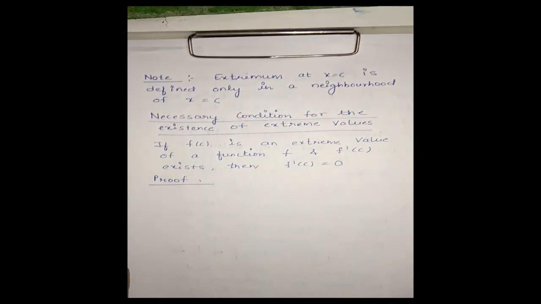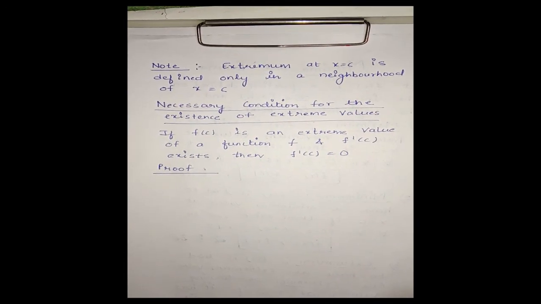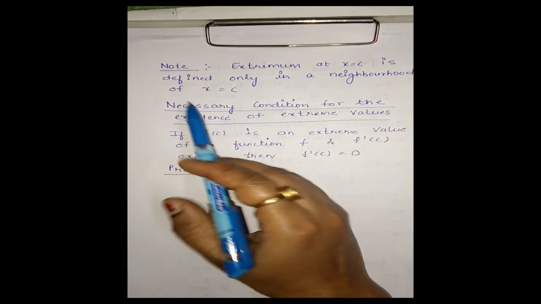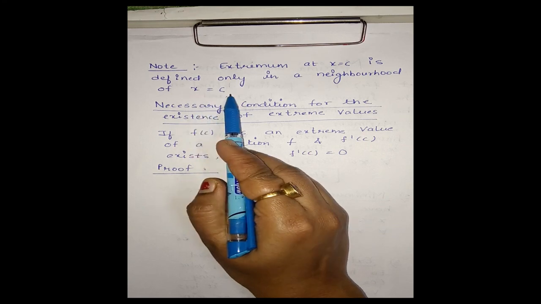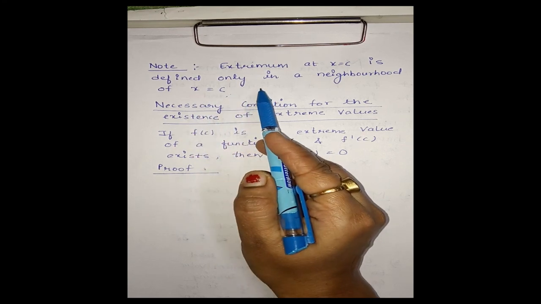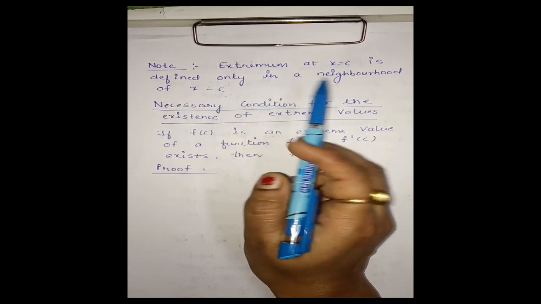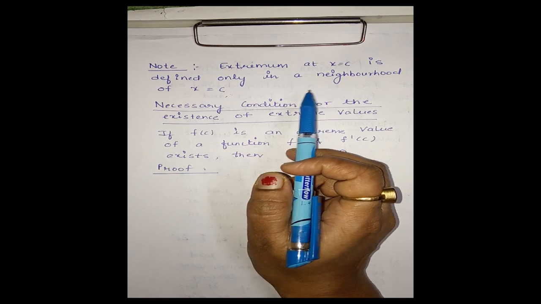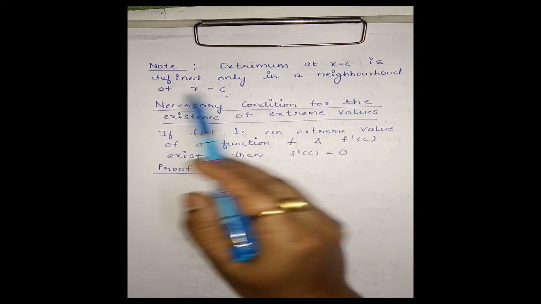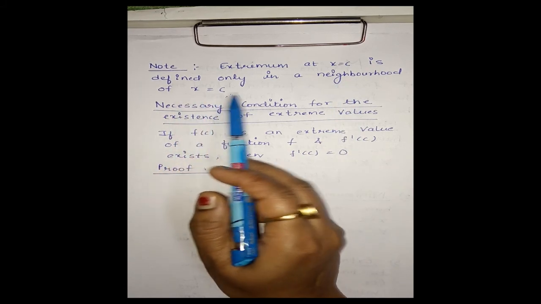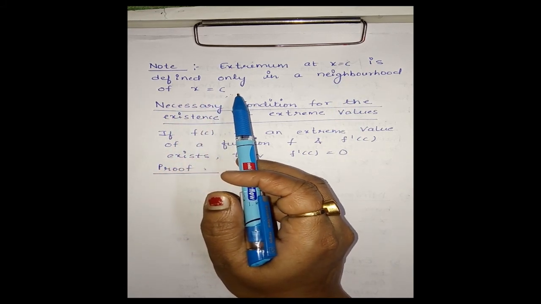Here we note that extremum at x equals c is defined only in the neighborhood of x equals c. Neighborhood is delta positive, any delta positive, and neighborhood of c is the open interval (c minus delta, c plus delta). Extremum at x equals c is defined only in the neighborhood of x equals c, as we have seen in the case of maximum value.